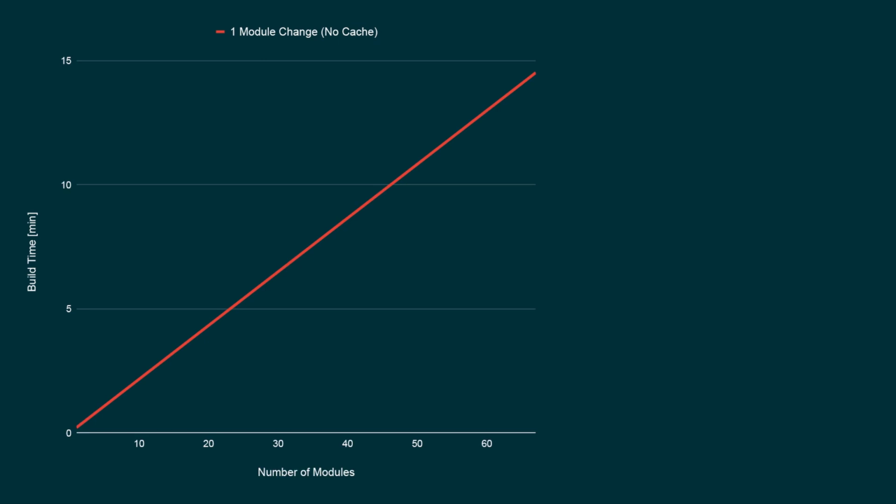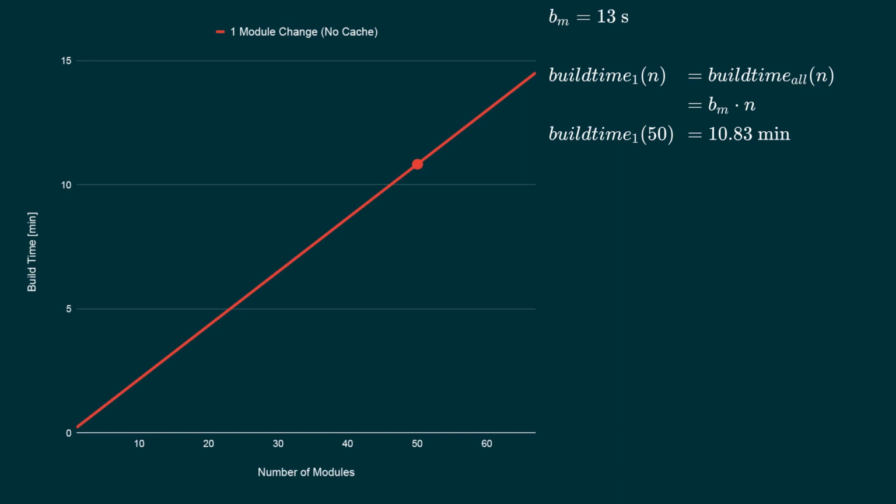For example, a pull request build on CI where only one leaf module has changed. Without a cache, the graph is the same. The build time for one module change is the same as building all the modules. You can see why building Maven projects is expensive. A small change for a 50 module project will cost the same 11 minutes of build time as when everything has changed.